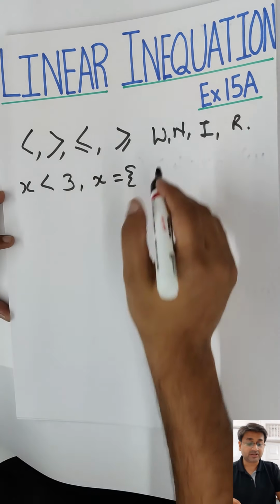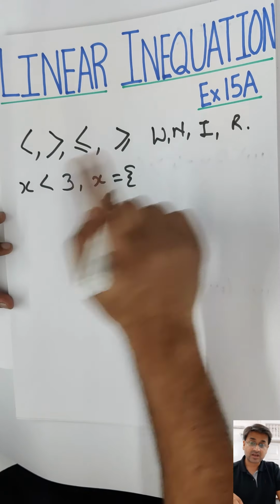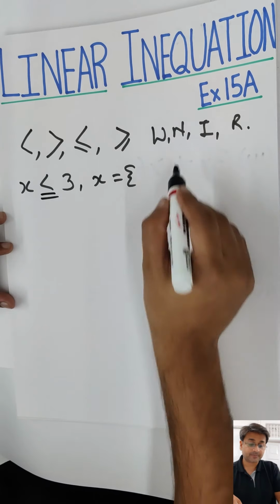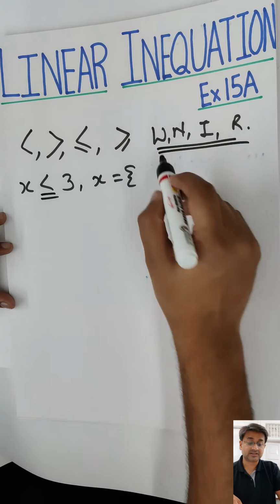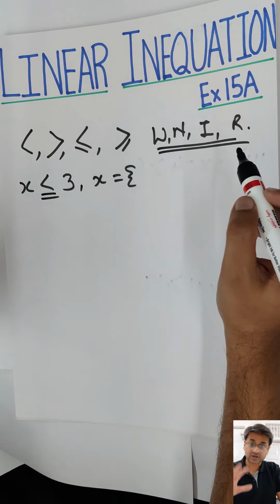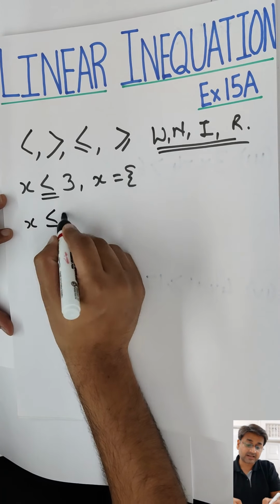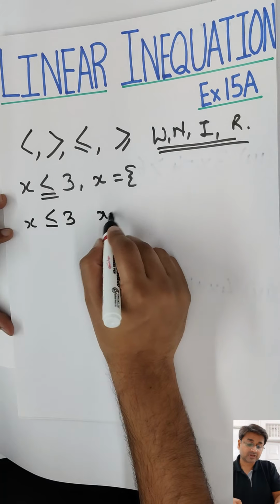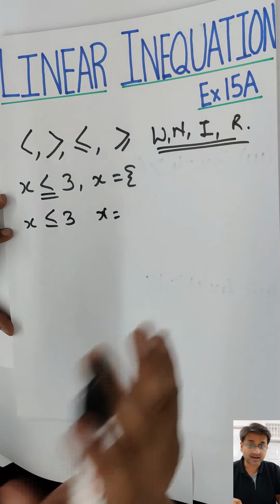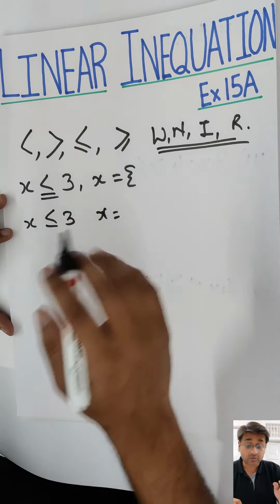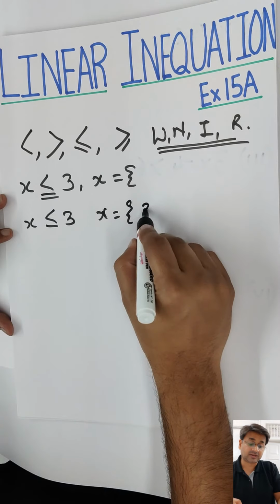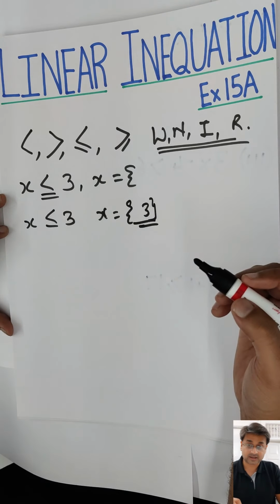So in all these sums they will give you two conditions. The first condition will be this sign, and the second condition will be like this, W, N, I or R. I'll tell you what that is. First let's understand these things. X less than equal to 3. That means X is any number less than 3 or equal to 3 but not greater than 3. So up to 3 is what will be considered.